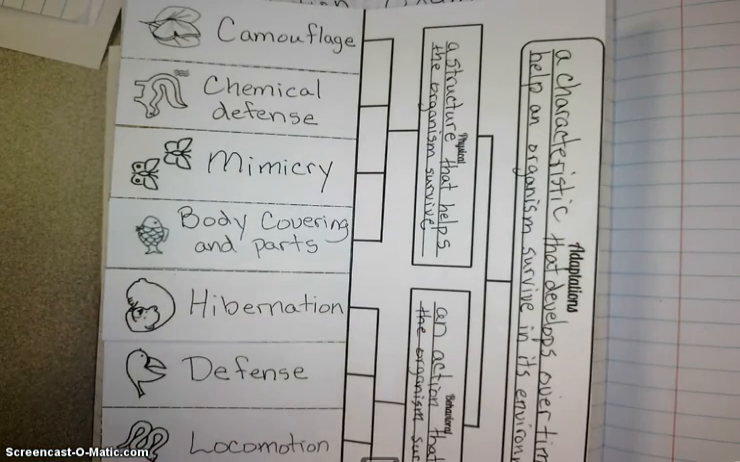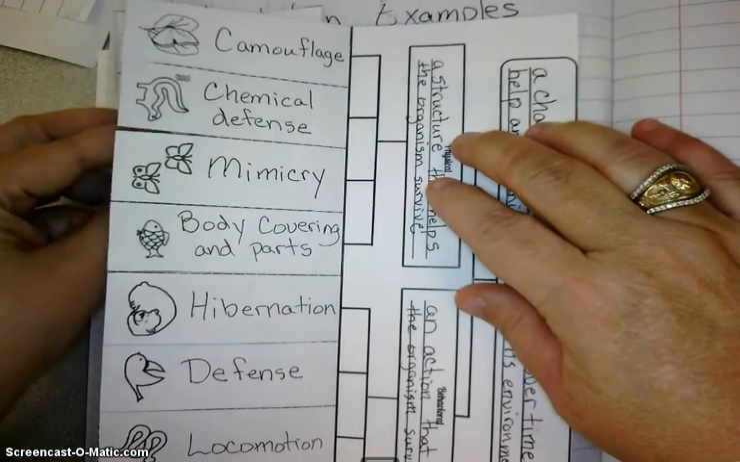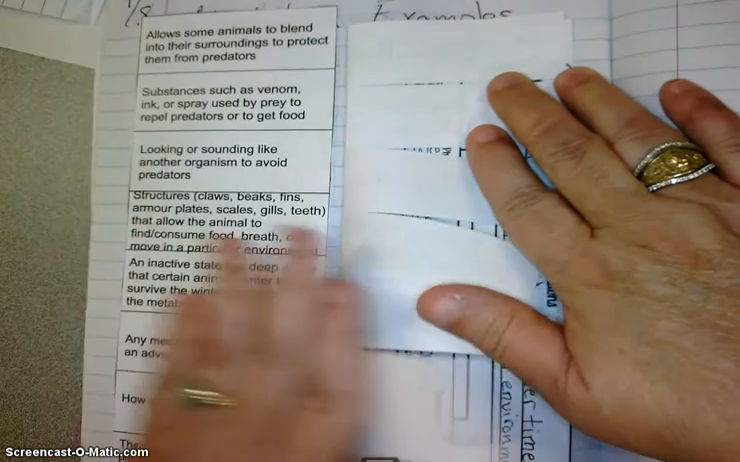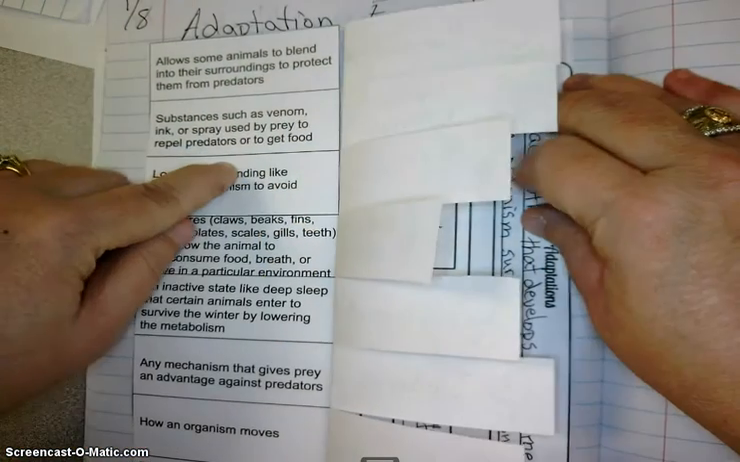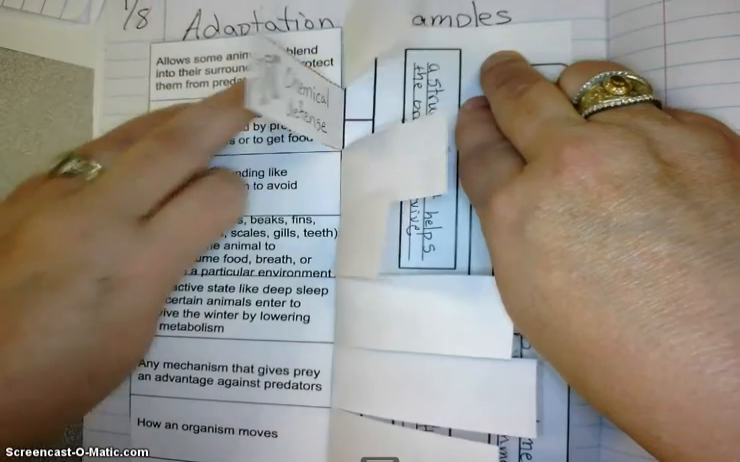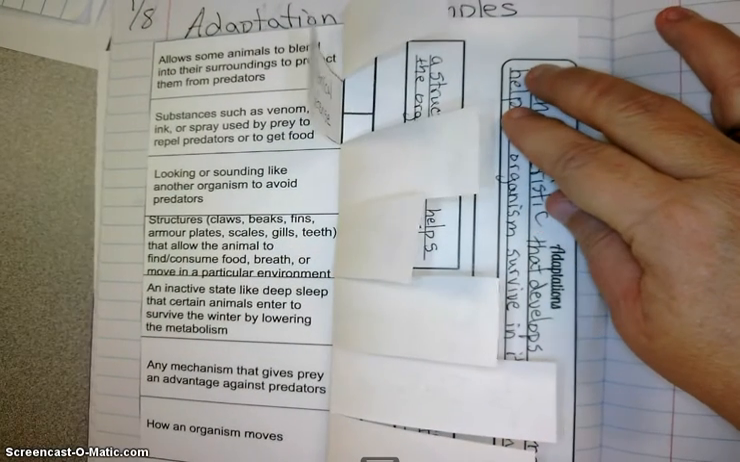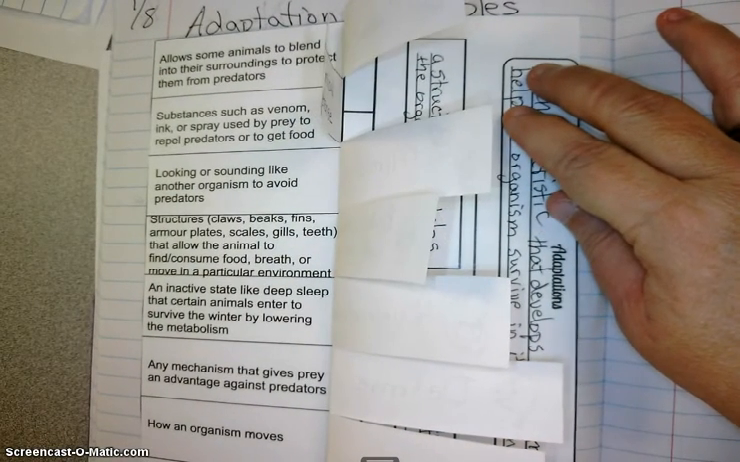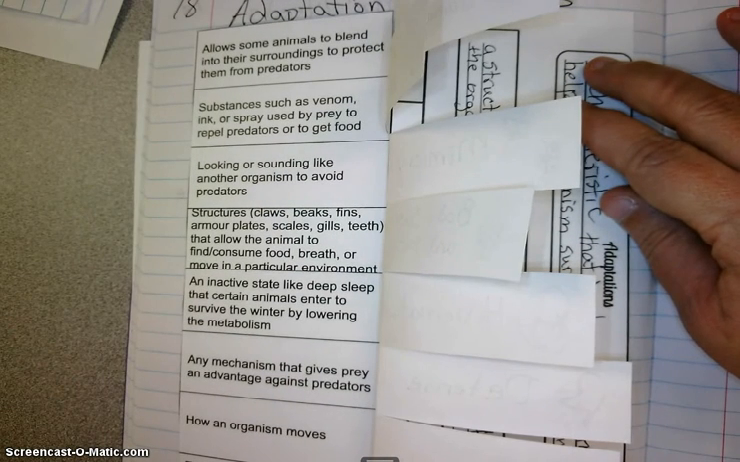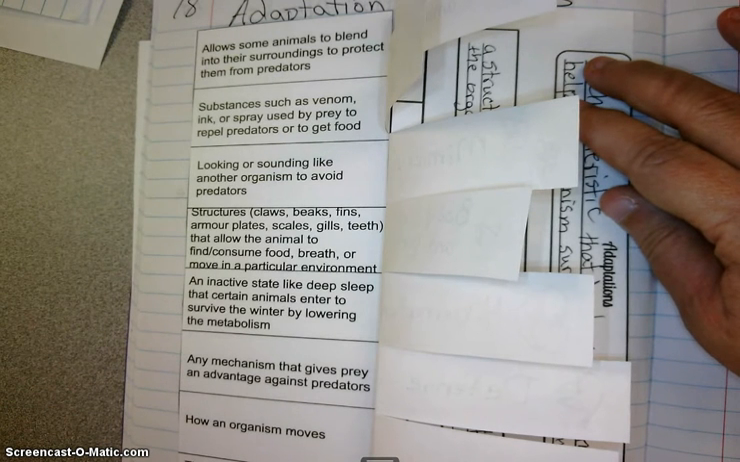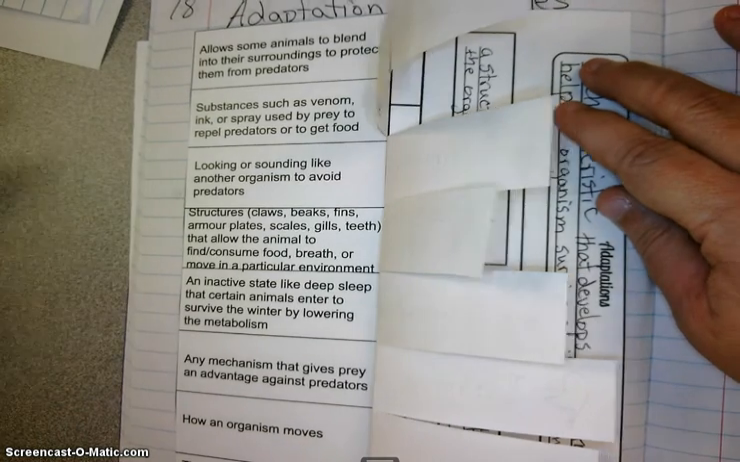And so camouflage is the first one. We're going to actually put this right here, and then we'll glue this down right behind it. So this will get glued down. Camouflage actually allows some animals to blend into their surroundings, which protects them from predators. But you could also have a predator that blends into its surroundings, like a lion on the African Sahara grassland. It blends into its environment so its prey doesn't see it. So it doesn't just have to be protecting from a predator. Camouflage could help that organism to get something to eat.